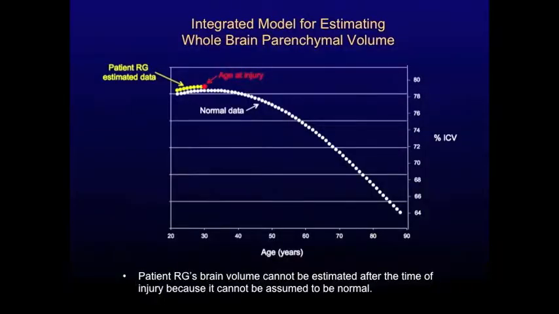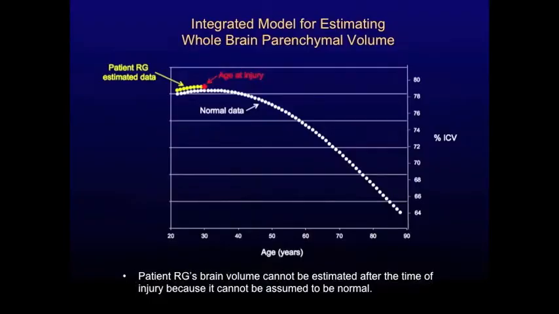So in the next graph, you can see that we've added a new point here called age of injury, the red point, which is at age 30, the age of our patient RG. And now you find out that subject RG actually really wasn't a normal control. He was normal until age 30 when he had a mild traumatic brain injury.